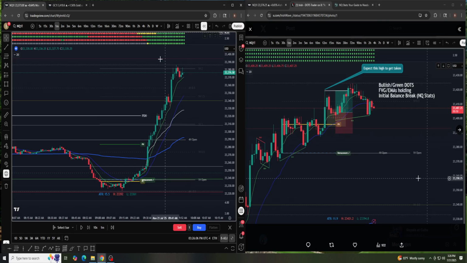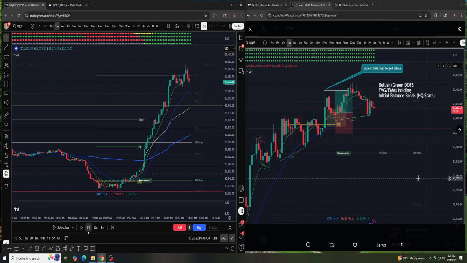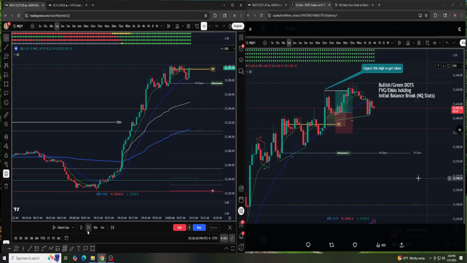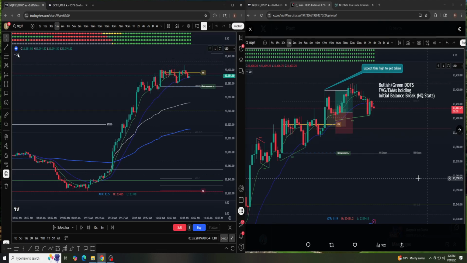When the dots are all green, you are either long and managing longs, long and out, or looking for a long, or finally you're not looking to short this. I have a saying: don't fade the dots. This is the setup that I ended up taking. You can see we just melted higher, very strong, fair value gaps holding.